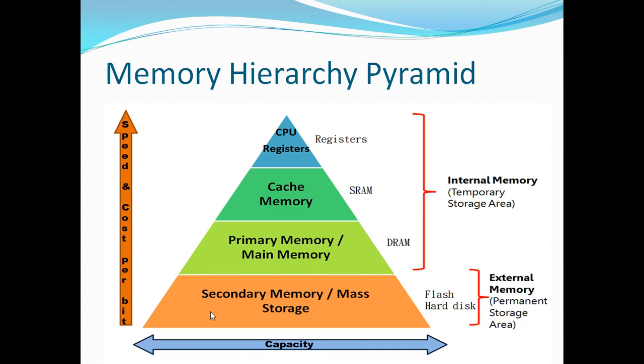So this is the memory hierarchy. The smaller the size of the memory, the higher the speed and the cost per bit. So the fastest memory is the CPU registers. Registers are the fastest. Then cache memory. After that, the primary memory, and then the secondary memory which we use. That's it for today. Thank you.